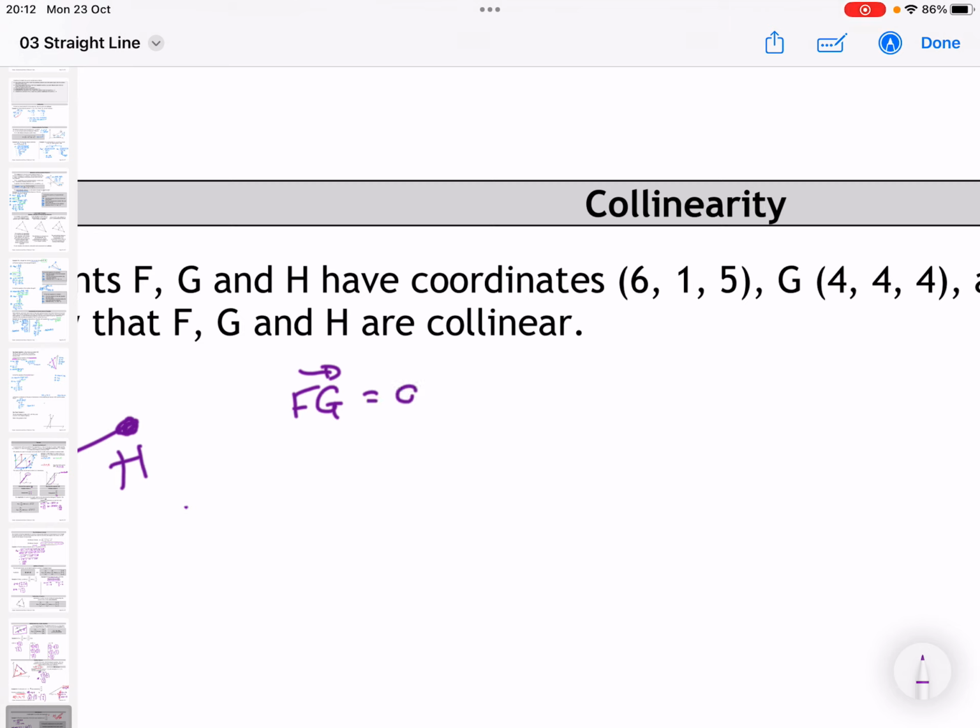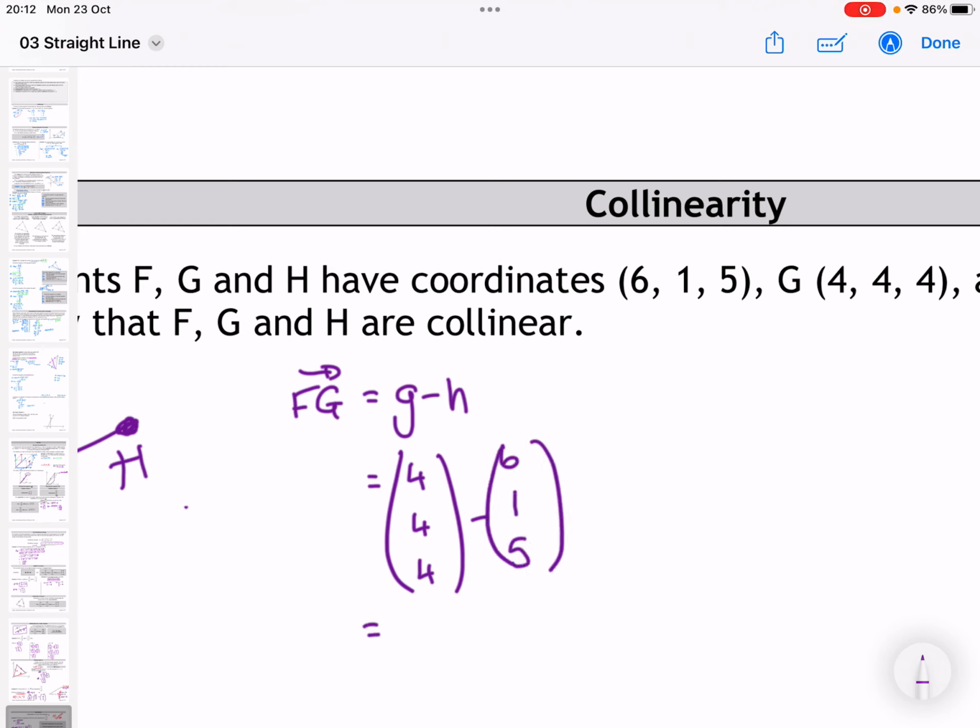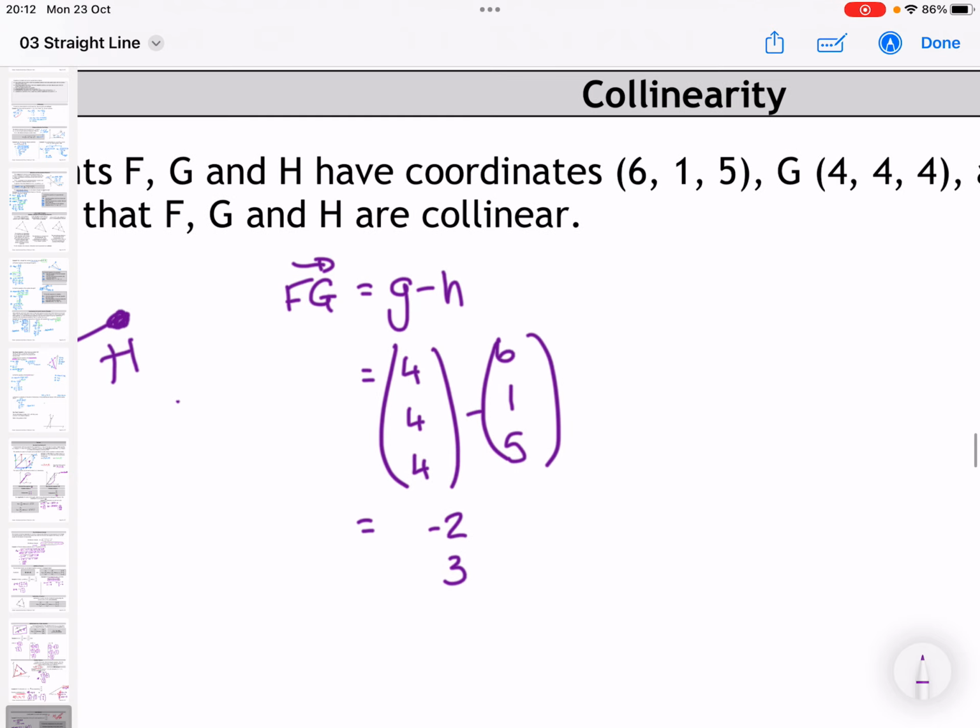And to find FG, we do G minus F, which is going to be 4, 4, 4 minus 6, 1, 5. And that will give me minus 2, 3, and minus 1. So that's the components of FG.